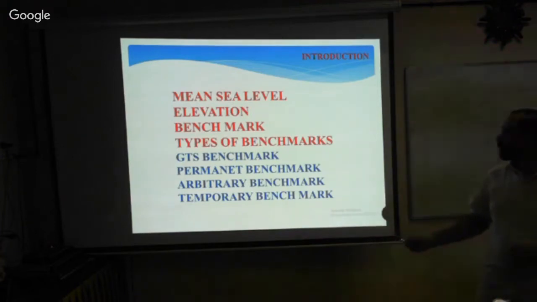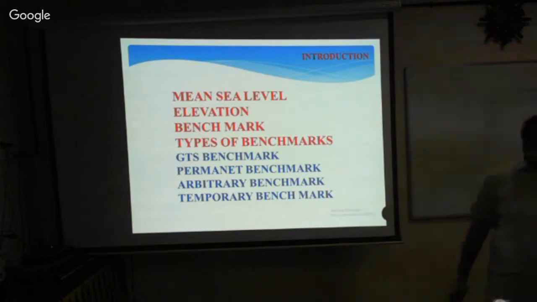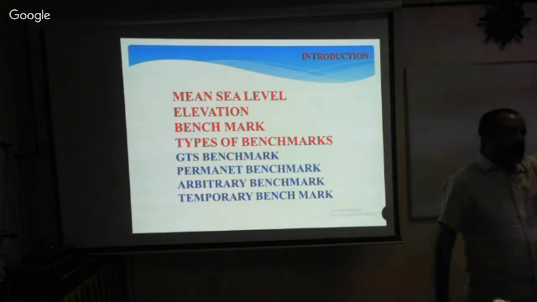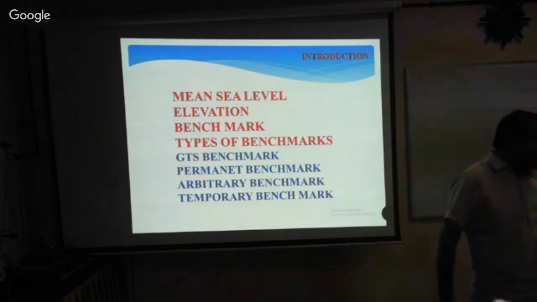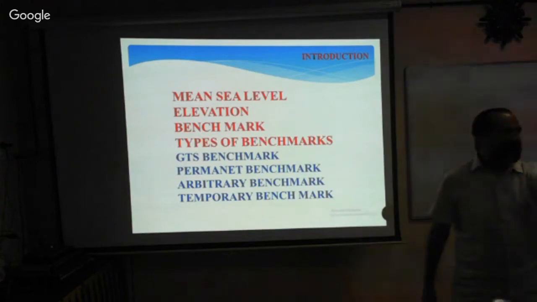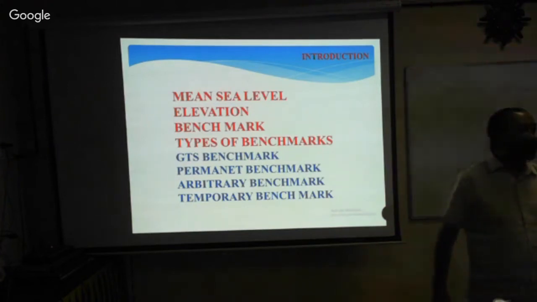Benchmark is the reference point of known elevation. Elevation means the height of the object with respect to a known reference. Therefore, MSL is the zero reference, MSL is the benchmark. Now, with respect to that, we can decide the height of elevation of this campus, this Karnataka Polytechnic campus. What is the height with respect to it?